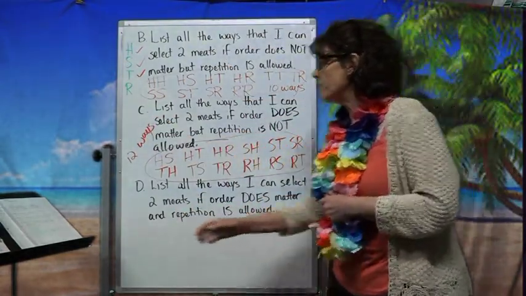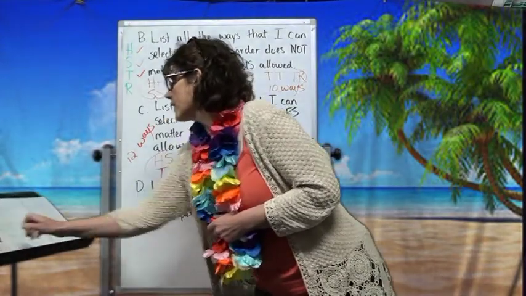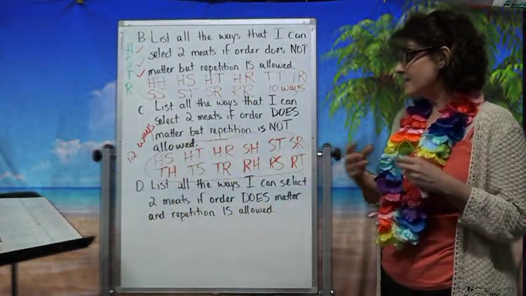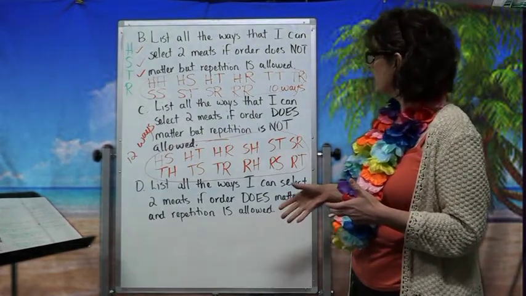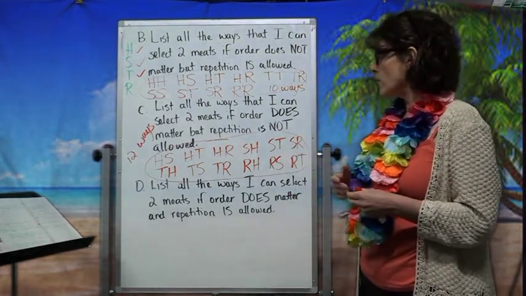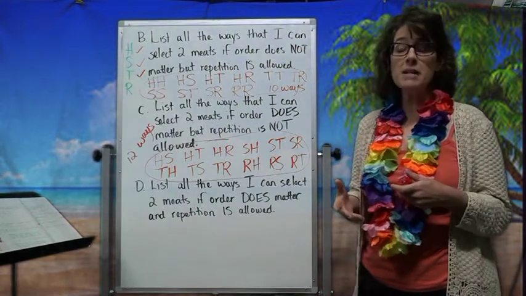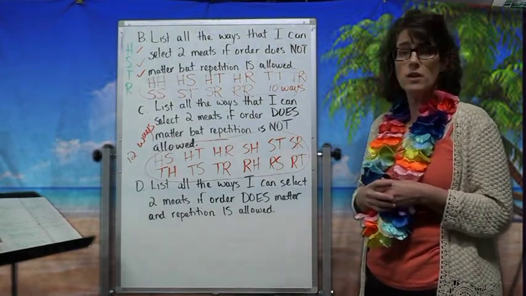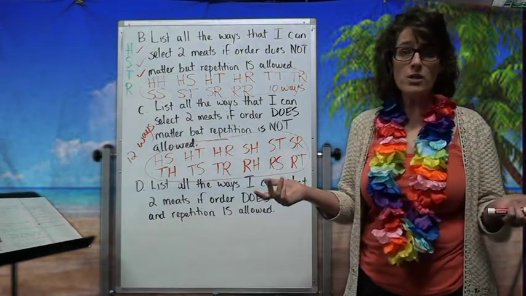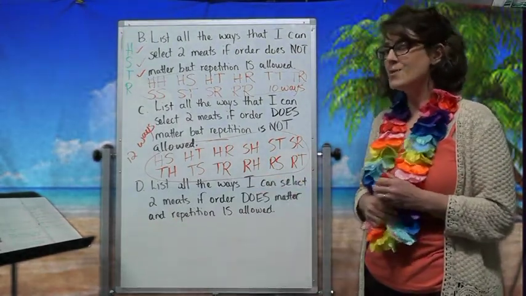And so then in the final example, it says, all right, let's list all the ways that I can select 2 meats. Order does matter, and repetition is allowed, so double the meats is okay. Hopefully you're thinking, wow, this could get pretty hefty because anything goes at this point, and you're going to see that that kind of is what happens.